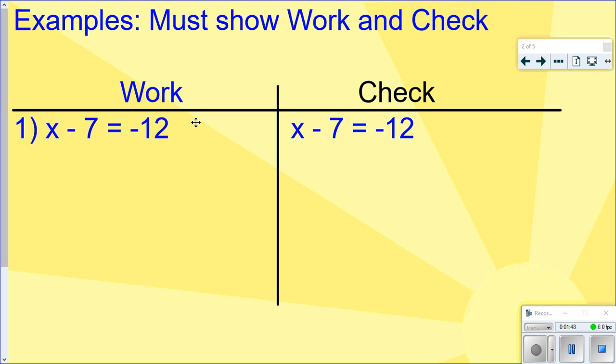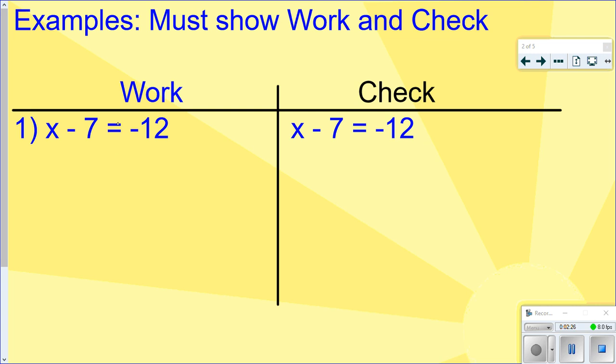So the first thing you notice is I've split the screen into a work side and a check side. The reason being is because you can check your answers when you're solving equations, and that's what we're going to do on the check side. So let's look on the work side here. The purpose of this is to find out what's the value of x. So x represents some number. So there's some number that when I do -7 to it, take away 7, I end up with -12. Now, again, you may be able to figure that out in your head. If not, you still should learn how to show your work the proper way.